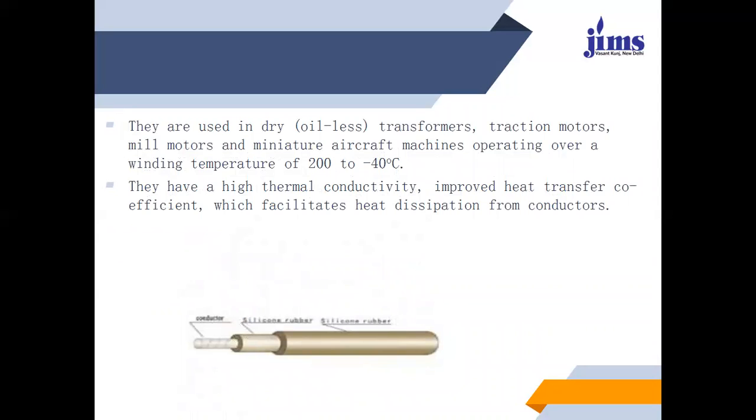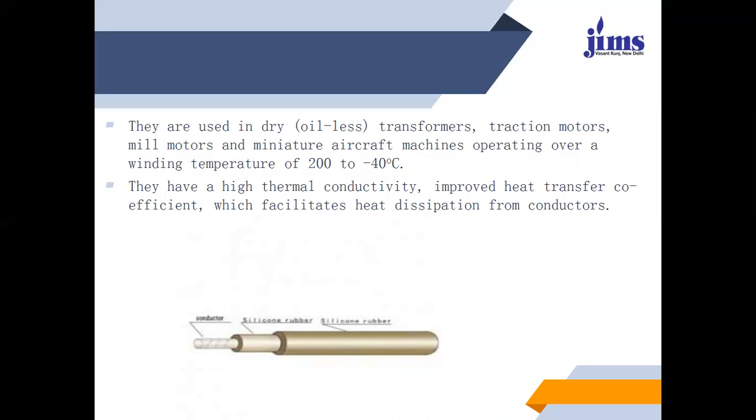They are used in dry, oil-less transformers, traction motors, mill motors, and miniature aircraft machines operating over a winding temperature range of 200 to minus 40 degrees Celsius. They have a high thermal conductivity and improved heat transfer coefficient, which facilitates heat dissipation from the conductor.